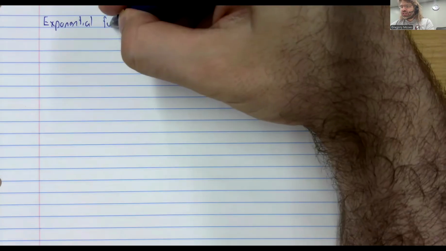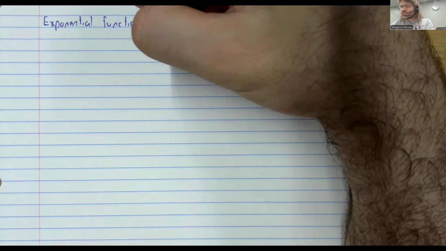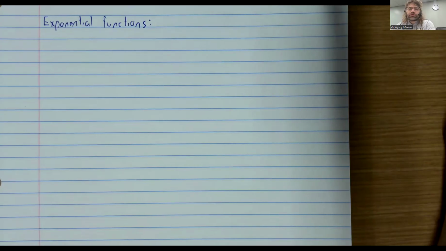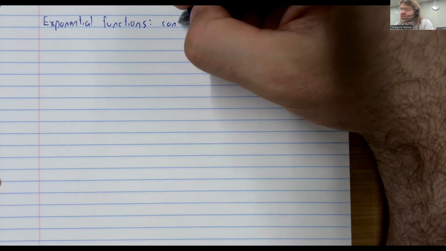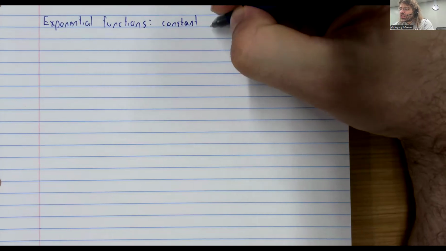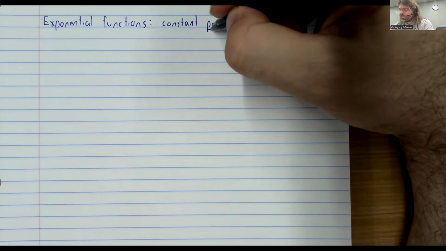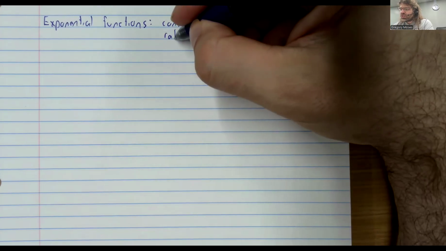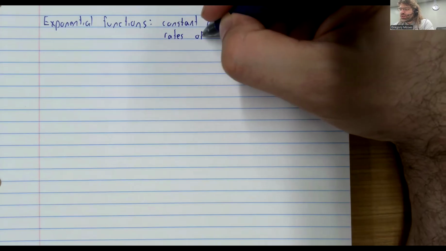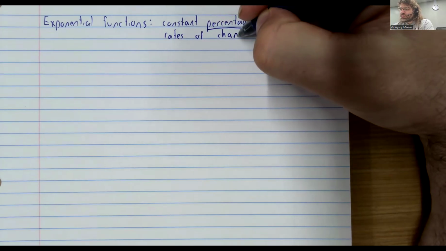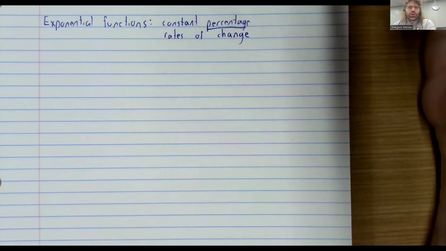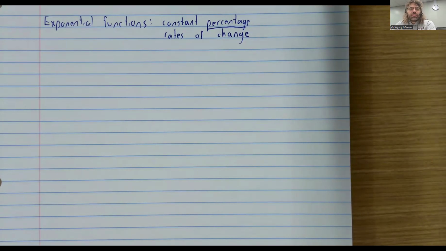So exponential functions represent constant percentage rates of change. We can also think of them as repeated multiplication.